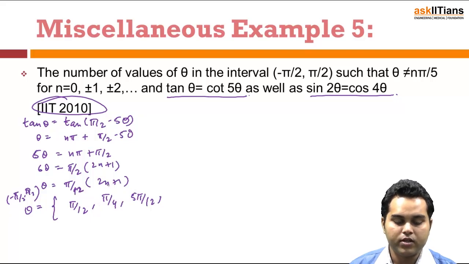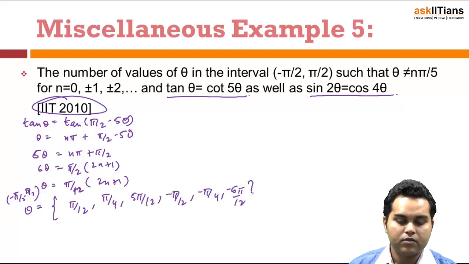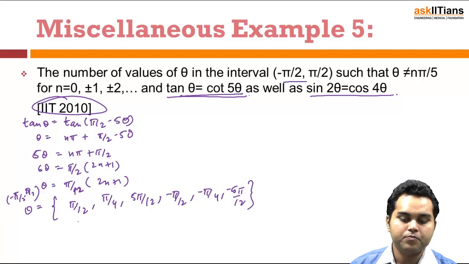If n is equal to minus 1, I will have minus 2 plus 1 in the bracket, that is minus pi by 12. If I put n is equal to minus 2, I would have minus 4 plus 1, that is minus 3 pi by 12, or minus pi by 4. If I put n is equal to minus 3, I get minus 6 plus 1, that is minus 5 pi by 12. If I put n is equal to minus 4, I'll have minus 8 plus 1, that is minus 7 pi by 12, which again would be lying before minus pi by 2, hence would be neglected, and these are the 6 values which satisfy tan theta is equal to cot 5 theta and lie in the interval minus pi by 2 to pi by 2.